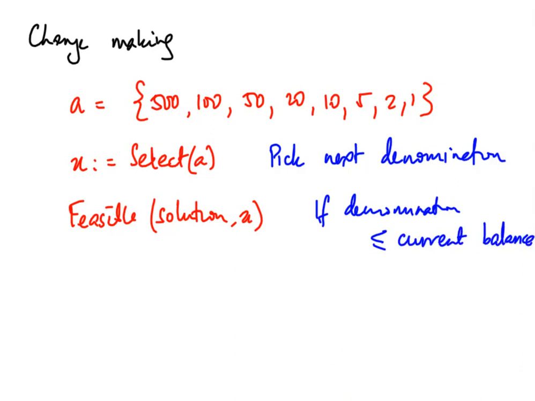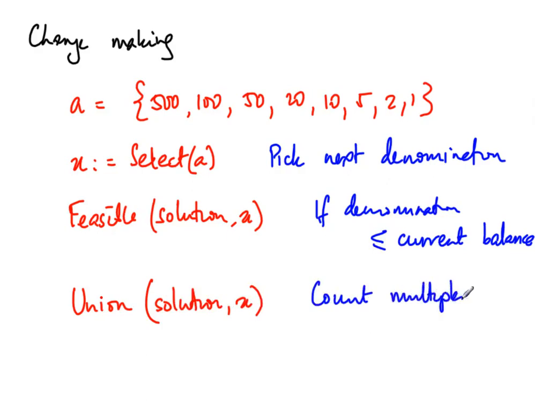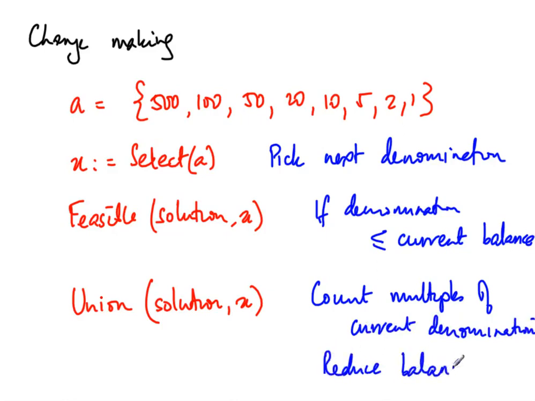And finally, the solution is updated. So we count the number of multiples of the current denomination that go in, whether we can use 1 or 2 or how many, and we reduce the balance by this amount. So this is how the change making problem would fit into the general strategy that we just outlined.